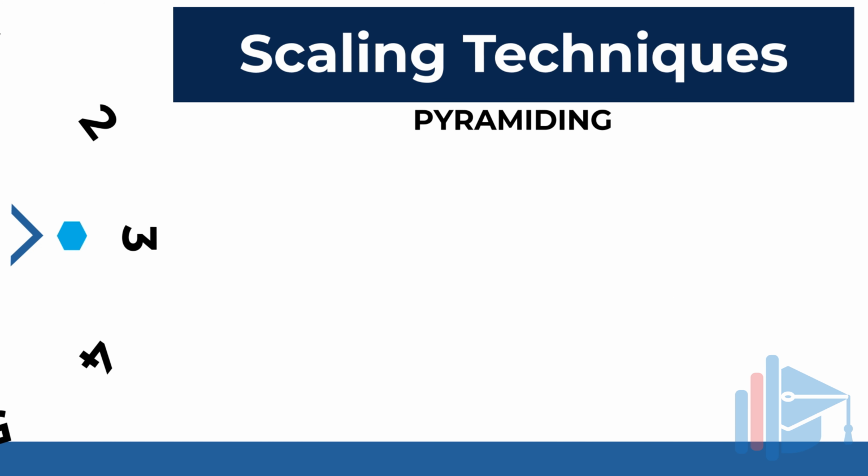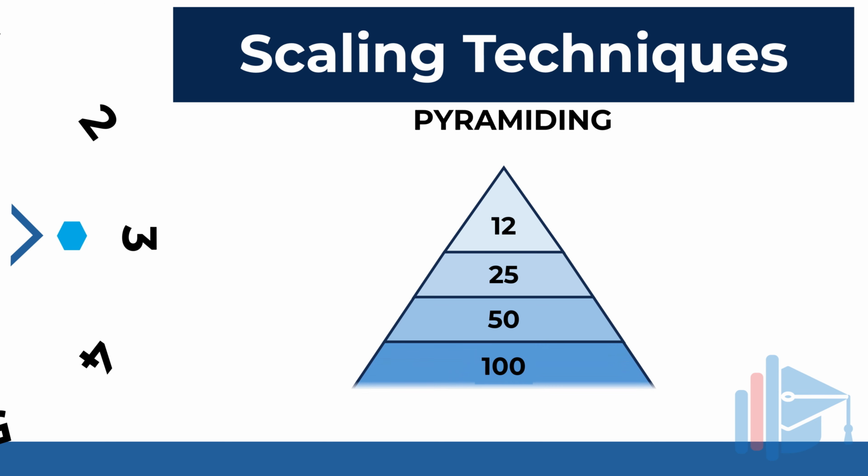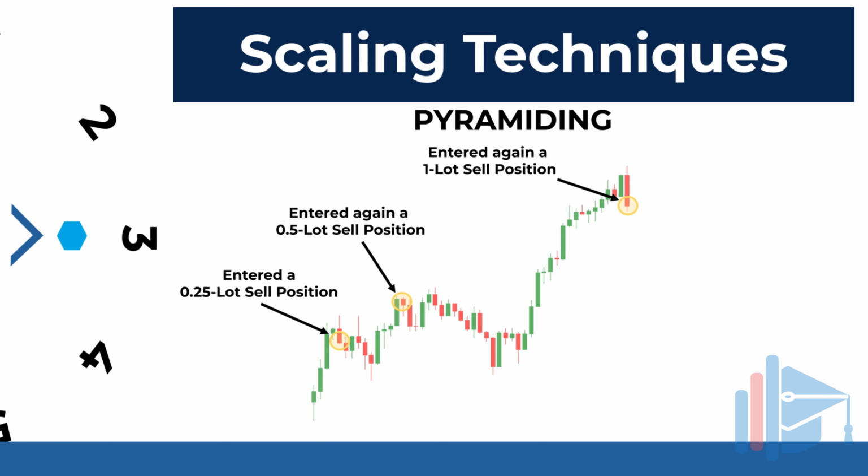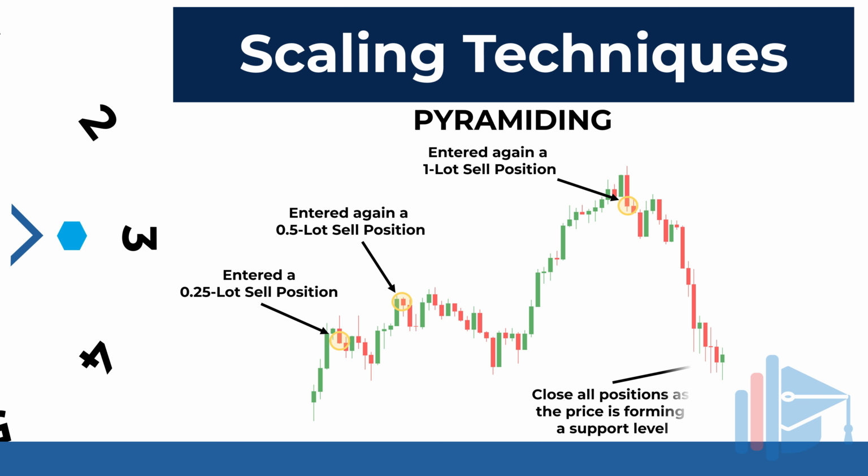Pyramiding is the practice of starting with a small initial position and adding progressively larger positions as the trade moves against you. This approach aims to improve your average entry price, allowing for a quicker recovery if the market reverses. For instance, if you enter a small sell position and the price moves against your direction, you add another larger sell position and add an even larger position again. This method assumes that the market will eventually reverse, enabling you to exit at a smaller loss or break even.